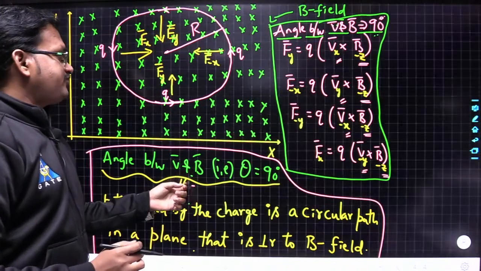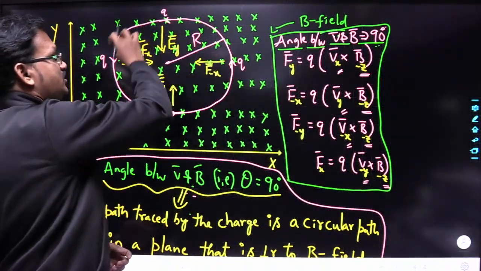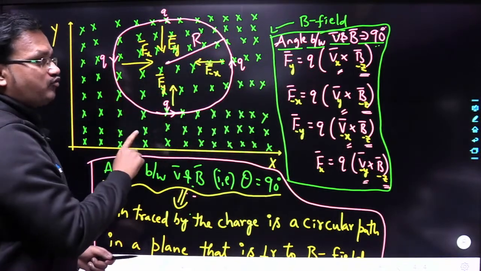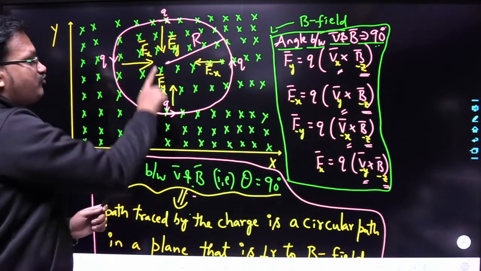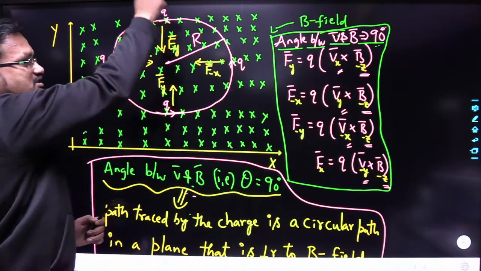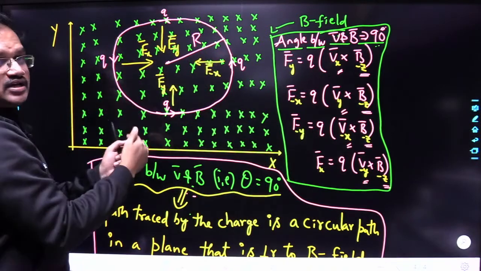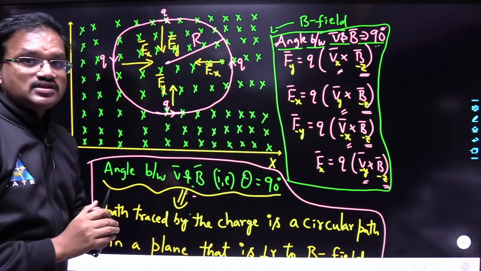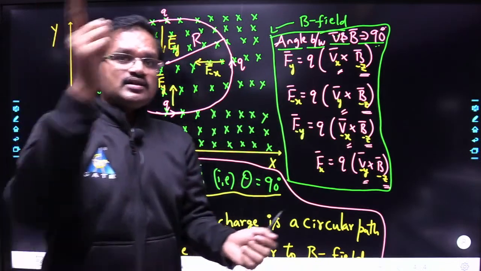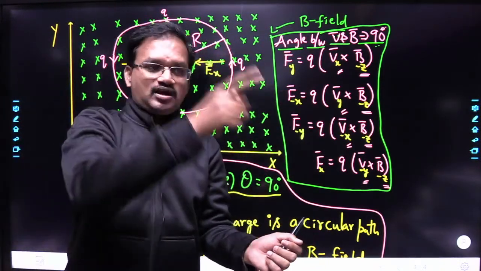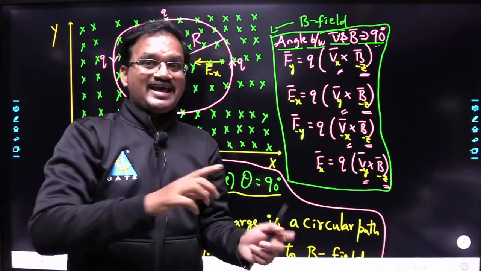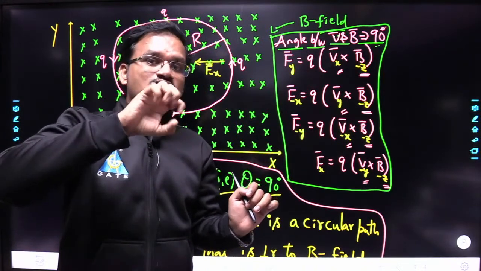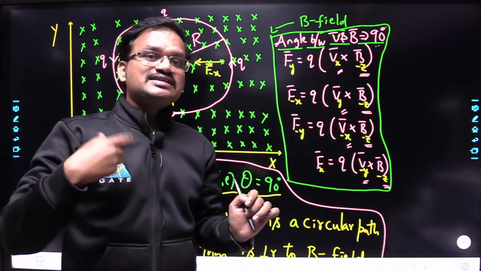See here, whenever the charge is tracing this circular path, a magnetic force is acting on the charge, and this magnetic force is trying to pull the charge towards the center. Yes or no? Whenever the charge is tracing a circular path, a magnetic force is trying to pull that charge towards the center of the circle. So this magnetic force is acting like what here?